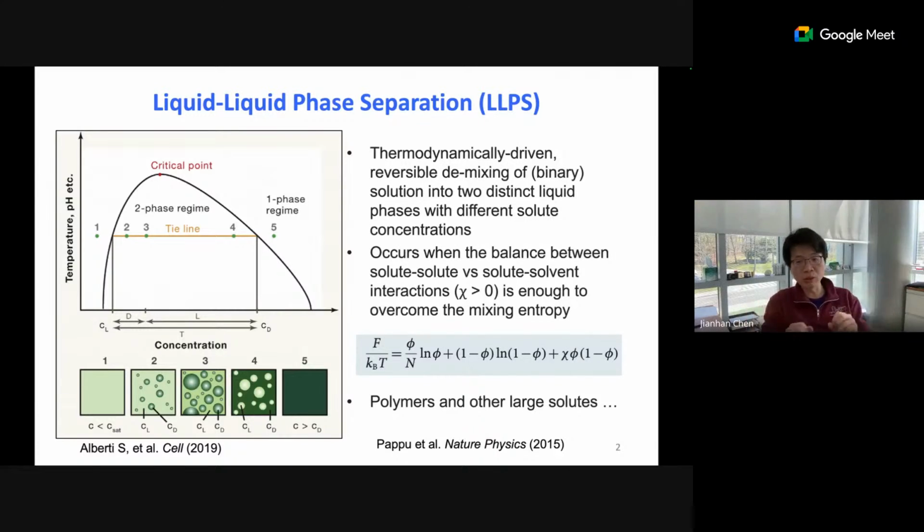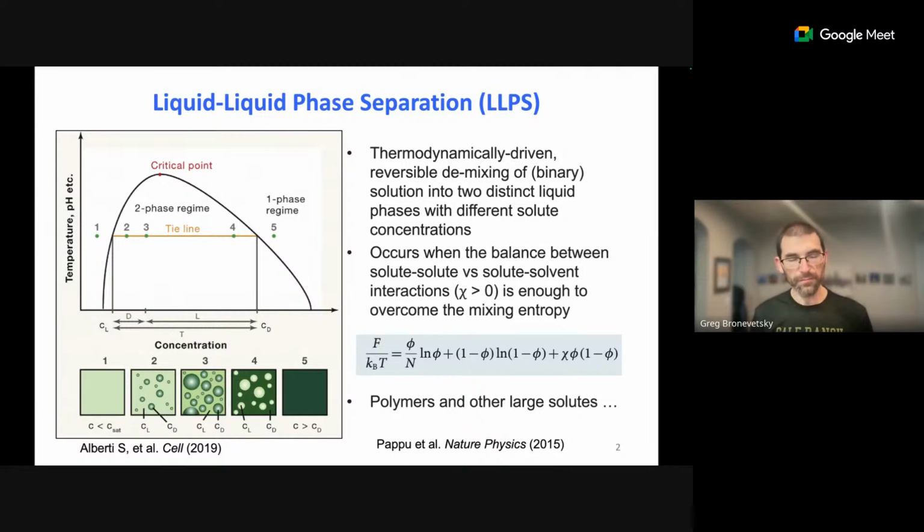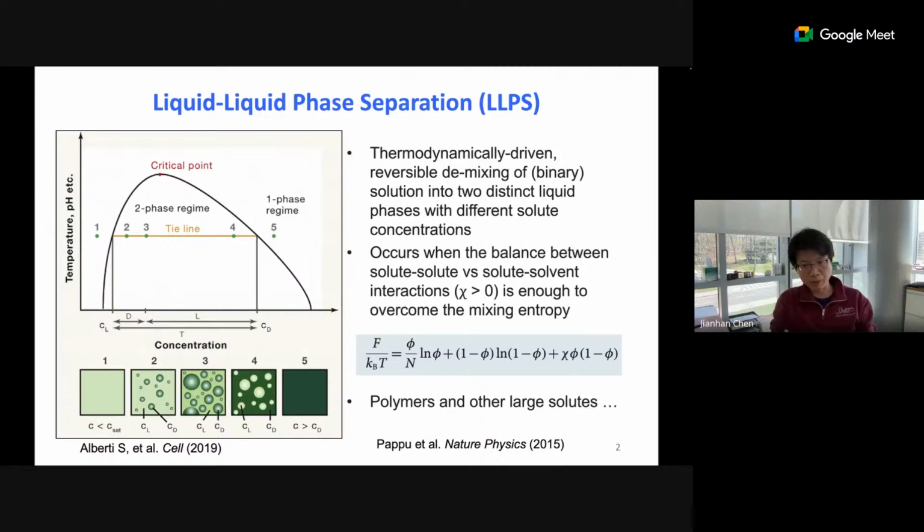Of course, if they don't stick to each other, they will never phase separate. But let's say they stick to each other with 1 kcal per mole. But when they stick to each other, they also cause an entropy cost, because entropy wants every protein to flow around, right? To sample as much of the volume as possible at a particular concentration.